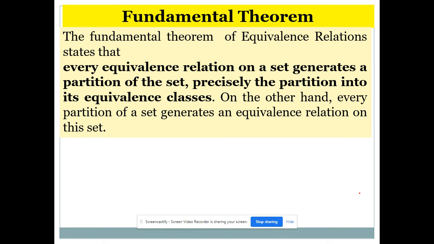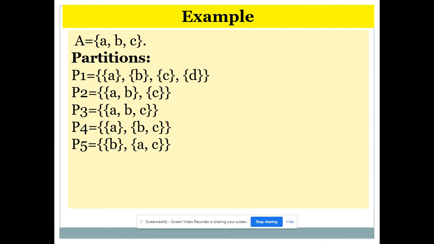Now, the fundamental theorem of equivalence relations states that every equivalence relation on a set generates a partition of the set, and precisely the partition into its equivalence classes. On the other hand, every partition of a set generates an equivalence relation on this set. So, how does this theorem work? I will try to explain with the help of an example. Suppose we have this set A, and we have already discussed that it has five partitions.